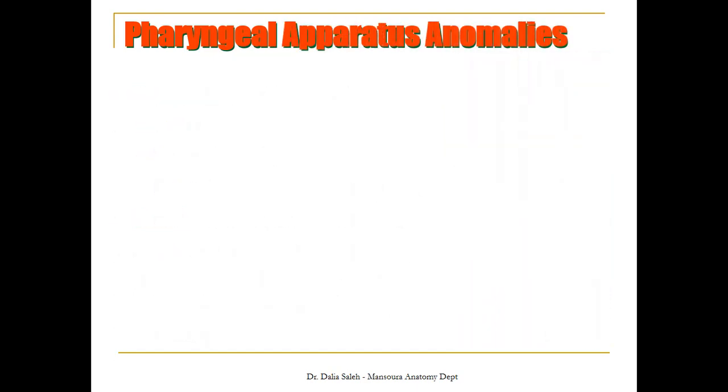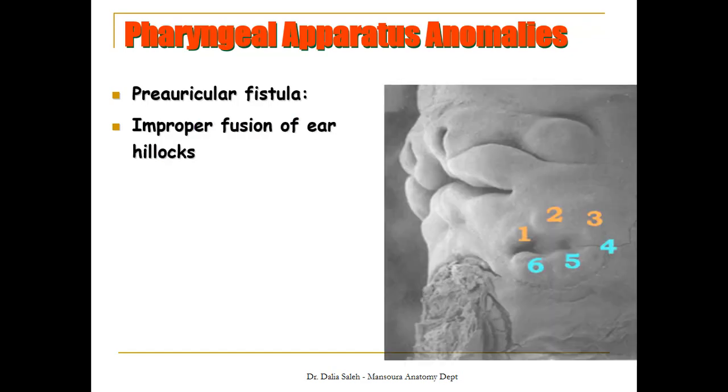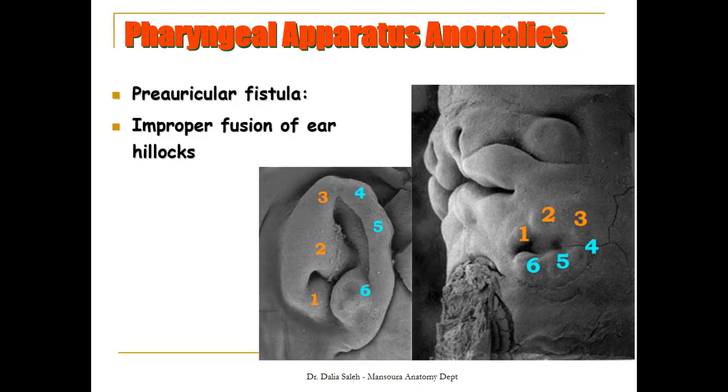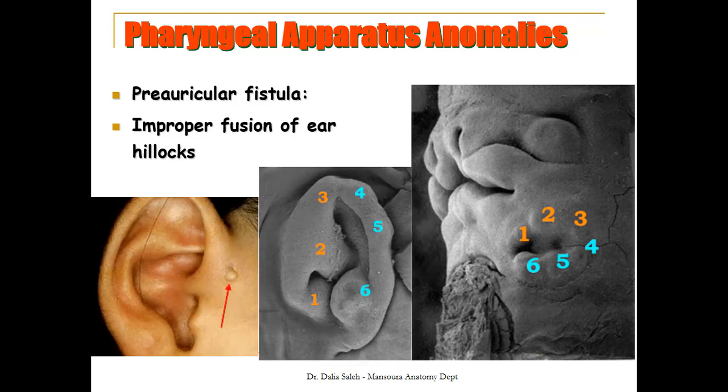Now, what are the abnormalities in the development of the pharyngeal arches or pharyngeal apparatus? We could have anomalies regarding the development of the ear pinna, as in this anomaly which is called the preauricular fistula. And it is because of the improper fusion of the ear hillocks. So we end up with a small fistula in front of the auricle. That's why it's called preauricular fistula.